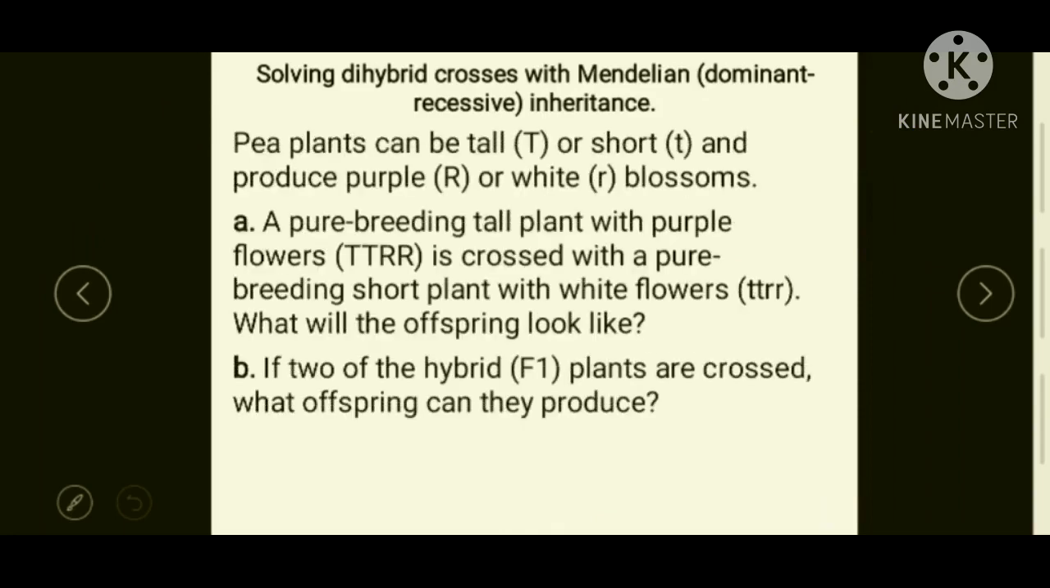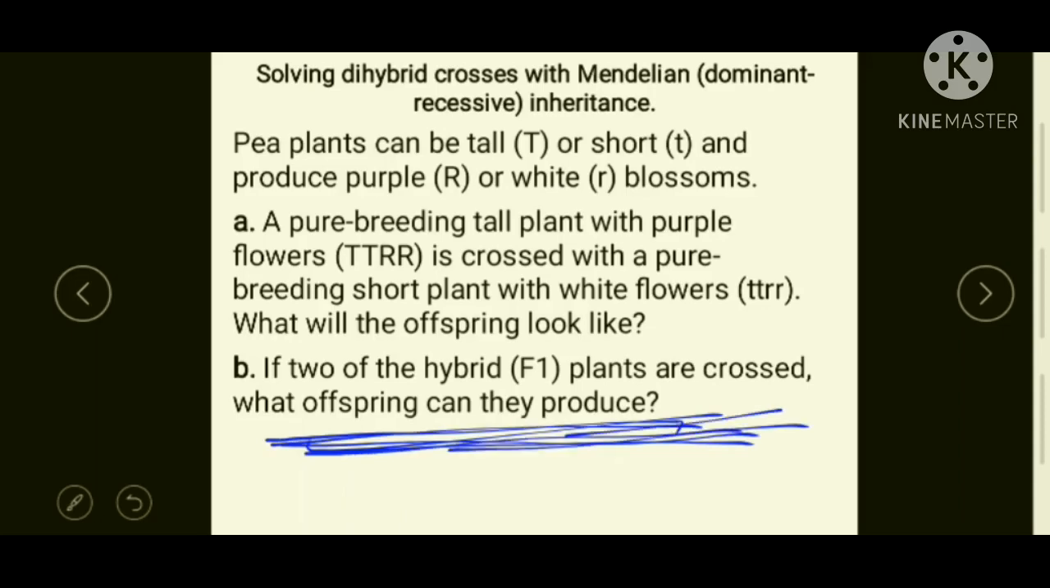Here there is a problem for you. Solve the dihybrid cross with Mendelian dominant-recessive inheritance. Please stop the video and do this quiz and check yourselves on how much you understand the lesson. This is all about today's lesson.